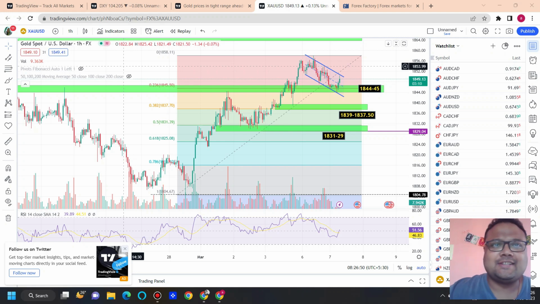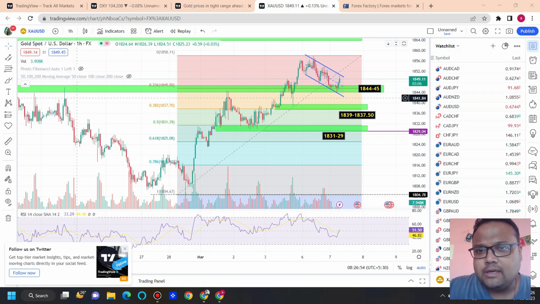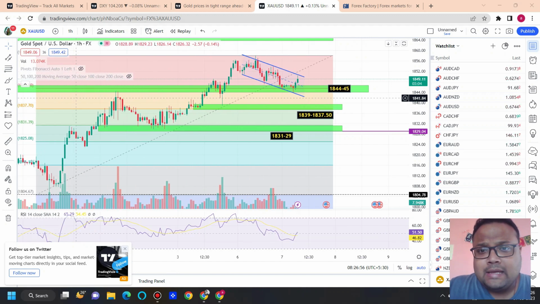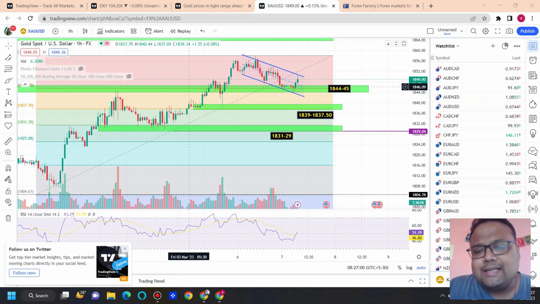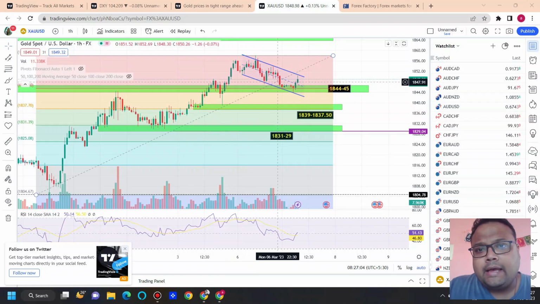So let's get started. My dear friends, this is a 1 hour chart of gold USD in front of us, and as you can see, as per our expectation, market gave a nice bounce from the level of 1844 and made a high of almost 1850, and right now gold is standing at 1848.